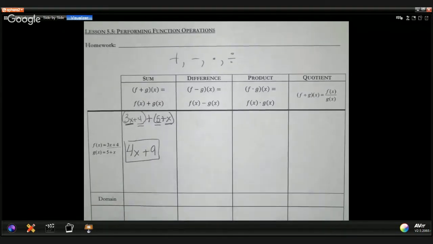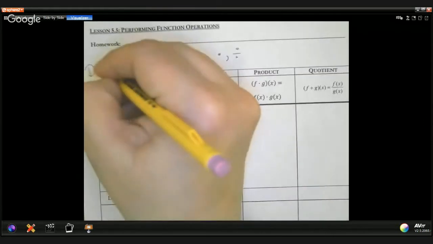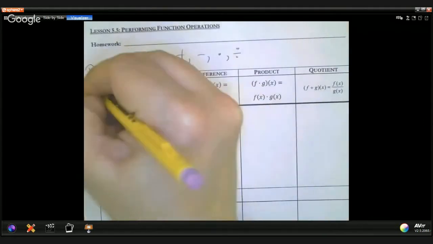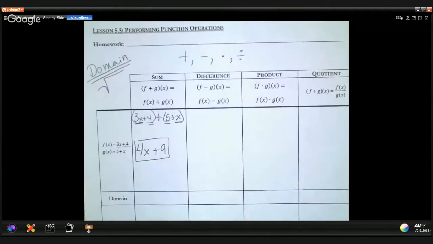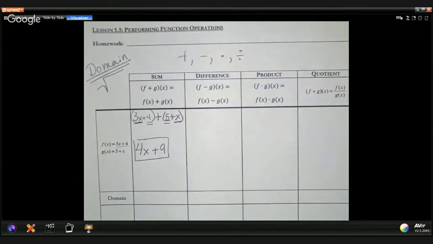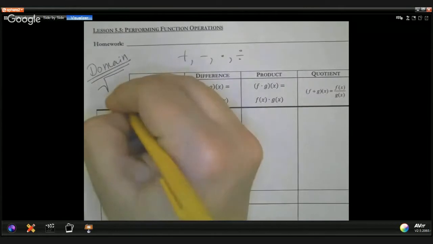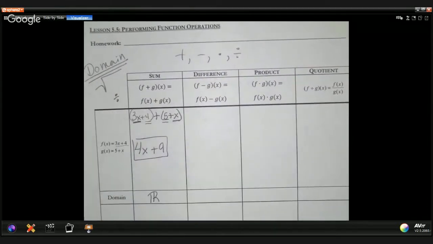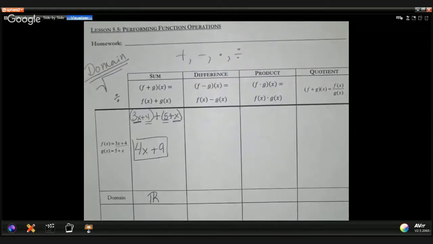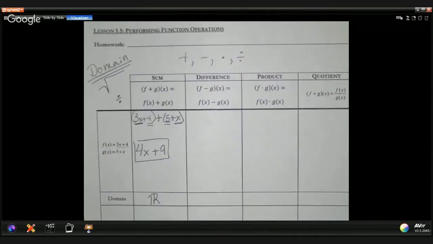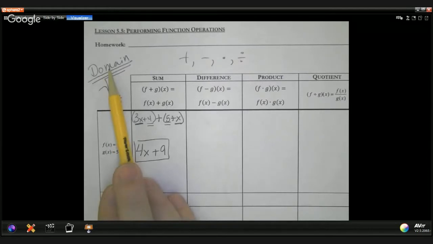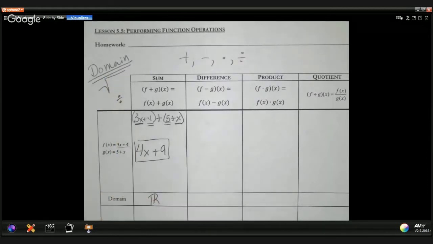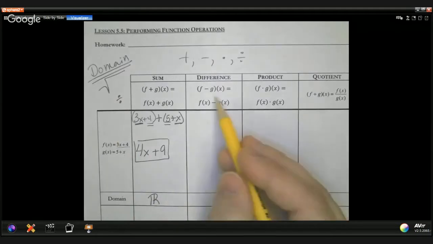So the only time domain is an issue, we can write this, is really if you're taking the root of something. If you're not taking the root of anything, or if you're not dividing, the domain is going to be all reals because all numbers will work. Okay, when we get to some, you'll see what I'm talking about. But the time you have to focus on the domain is when you're taking a root or when you are dividing.